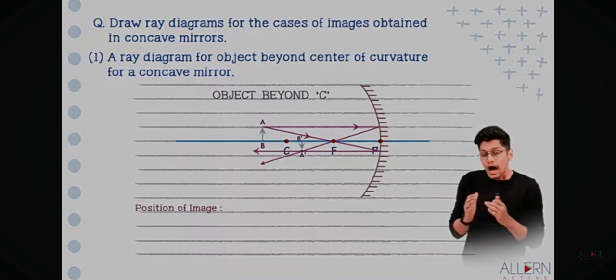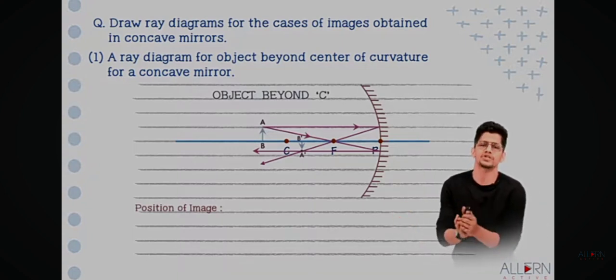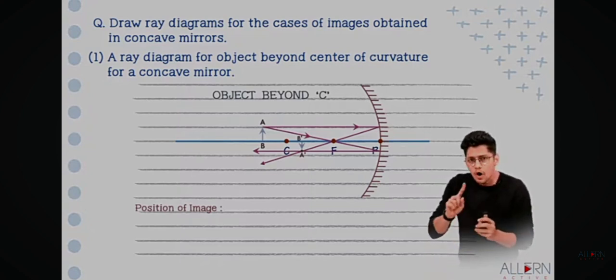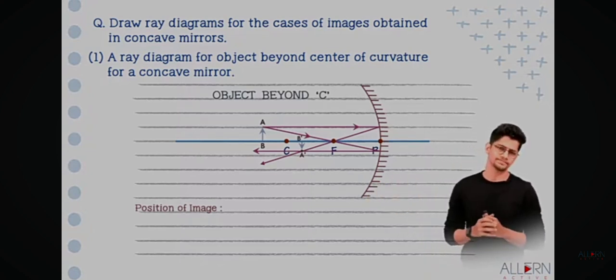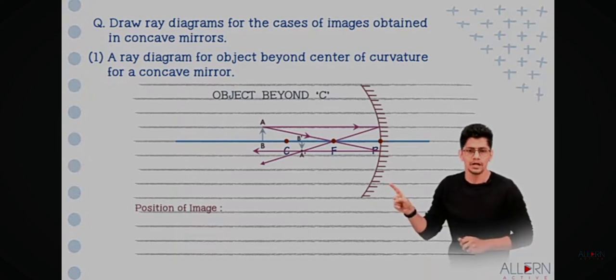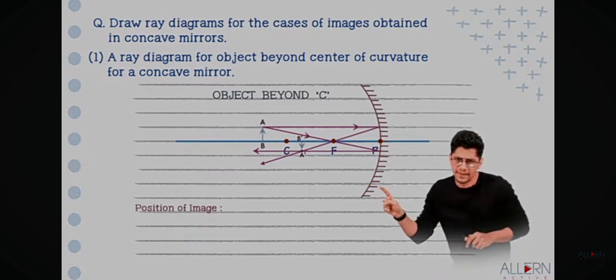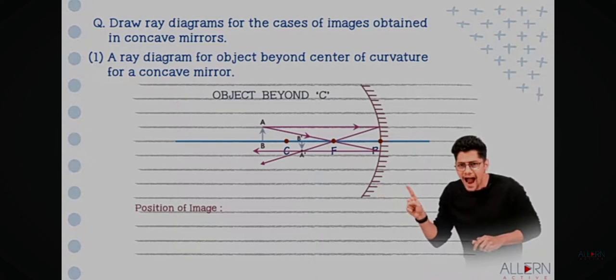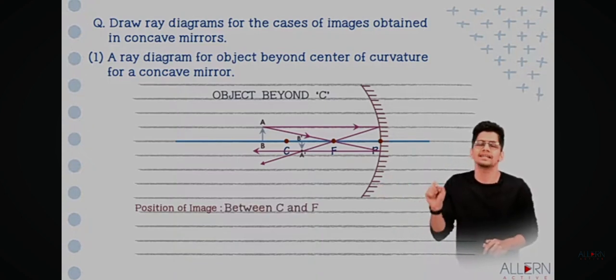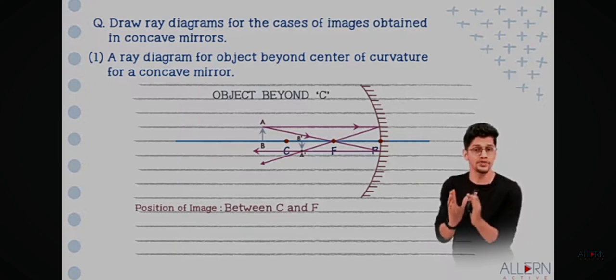So now, how do we understand the position of the image? The position of the image needs to be found on the principal axis. Now, on the principal axis, you can see this is the image. Can you see it is formed between the center of curvature and the focus, right? So the image is between C and F. This is the position of the image.